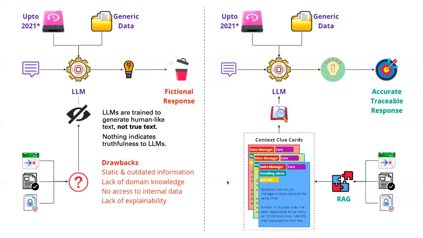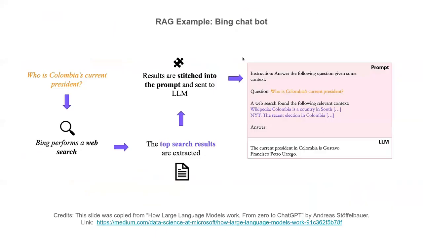Thank you. So one more real life example is the Bing chatbot. If you ask a question like who is Colombia's current president, Bing performs a web search and gets the top search results. It will add that information to the prompt. This is the question, who is Colombia's current president? Web search found the relevant context, and this is the information it provides as context. We stitch it to the prompt, and this is the response it can come up with.